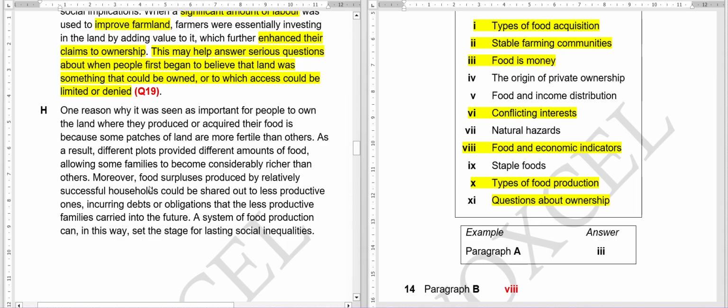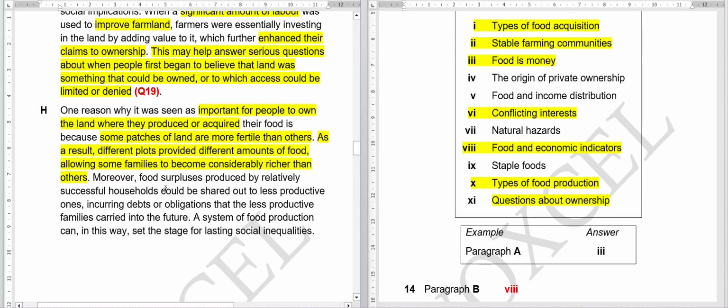One reason why it was seen as important for people to own the land where they produced or acquired their food is because some patches of land are more fertile than others. So now they're saying that one reason they think it is important for people to own the land where they produced food is that some patches are more fertile than others. Obviously at some places you can grow more food than others. As a result, different plots provided different amounts of food, allowing some families to become considerably richer than others. So what happened as a result? Some families became richer than the other families.